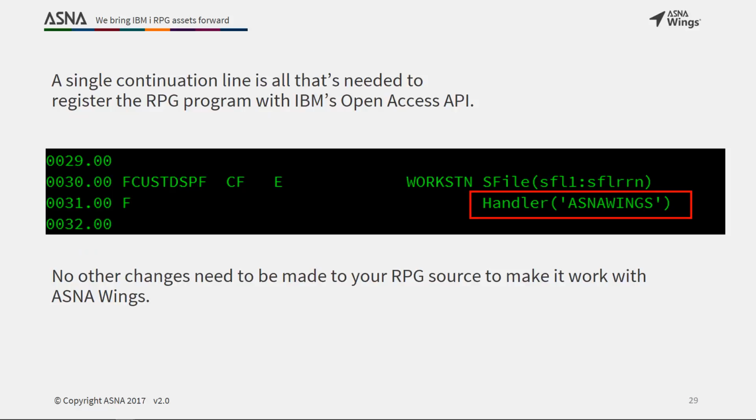The RPG program is registered with the Open Access API with the single continuation line, shown here in the red rectangle, added to the workstation file declaration. This is the only change your RPG program needs to use ASNA Wings. The presence of this continuation line registers your RPG program with the Open Access API. This is the signal for the operating system, IBM i, to redirect this workstation file data through that Open Access API and then on to Wings.